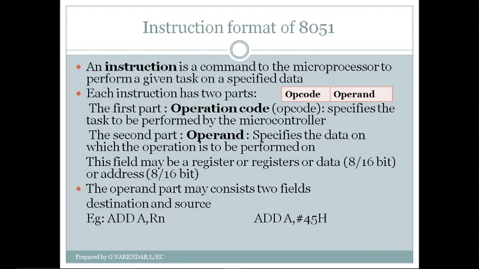So overall we can see that the instruction is a command to the microprocessor to perform a given task on a specified data, and the task or the operation to be performed is specified by the opcode part, and the operand part specifies the data on which the operation is to be performed, right? So this is how the format of every instruction of 8051 looks like.